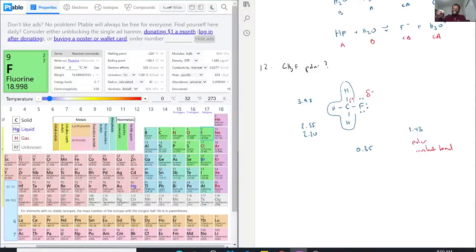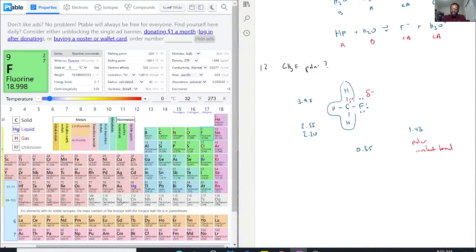This is no longer an even sharing of electrons throughout. The fluorine will want to keep hold as much as it can of those valence electrons that we see here, okay? And that is why CH3F is polar, even though, as I said, typically tetrahedral molecules are nonpolar.